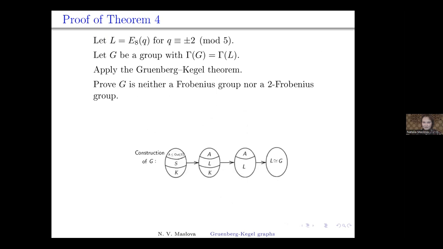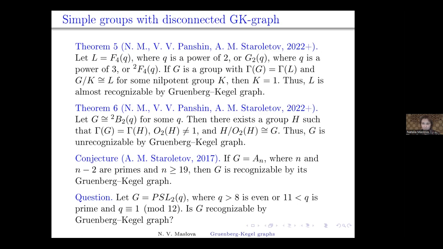And what about some other finite simple groups with disconnected Gruenberg Kegel graphs? For groups F4Q, G2Q, where Q is either even in the first case or a power of 3 in the second case, or for groups F4Q twice, we have proved that these groups are so-called recognizable between covers. And from this result, it follows that all these groups are almost recognizable by Gruenberg Kegel graph. And for Suzuki groups, we have constructed an example of a finite group with non-trivial soluble radical whose Gruenberg Kegel graph coincides with the Gruenberg Kegel graph of this group. So these groups are unrecognizable by Gruenberg Kegel graph.